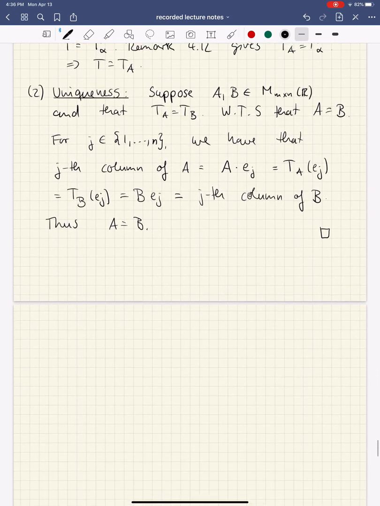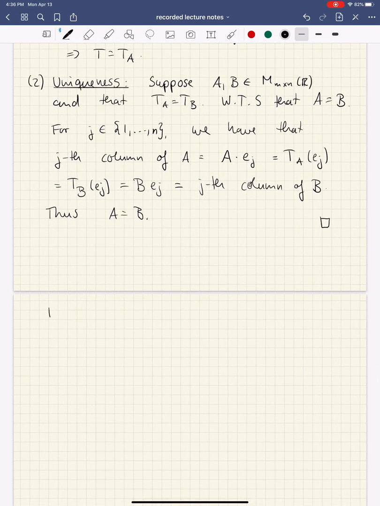Okay, great. So next, we want to talk about bases. This is the big chapter 5 in the lecture notes. We're not going to get there today, but we're going to start talking about the span.